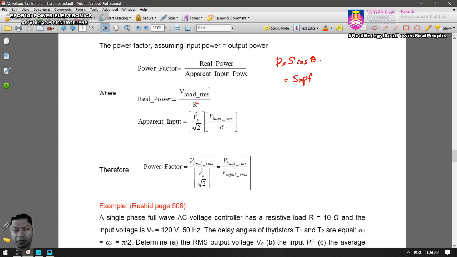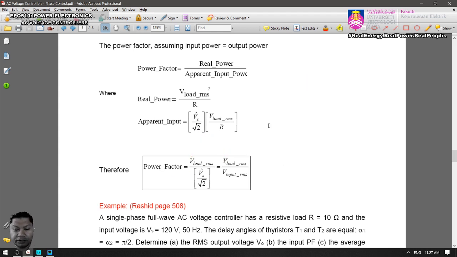And the real power, if you look at the output voltage, can be calculated using this equation. And therefore, the apparent input power equals V peak over square root 2, that is V s RMS, multiplied by the load RMS current, V load RMS divided by R. And therefore the power factor becomes V load RMS divided by V s RMS. If you cancel everything, you find that the power factor can be found by only looking at the load RMS as well as the input RMS. In this case, if you connect it to the TNB system, you have 240 volt input RMS. You only need to find V load, then that will give you the power factor.